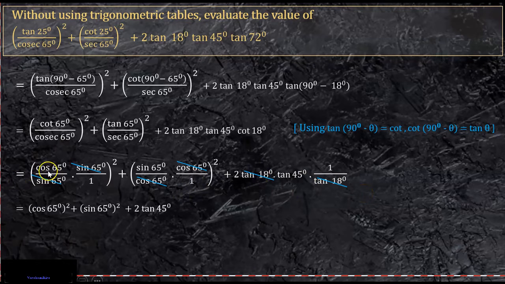The left hand side is cos square 65 degree plus sin square 68 degree plus 2 tan 45. Cos square theta plus sin square theta is equal to 1, and 2 tan 45 equals 2. So that means the answer is 3. Okay, let's move to the next one.